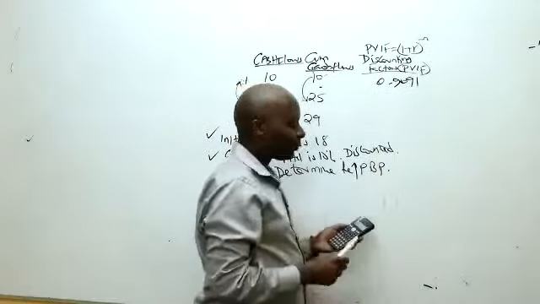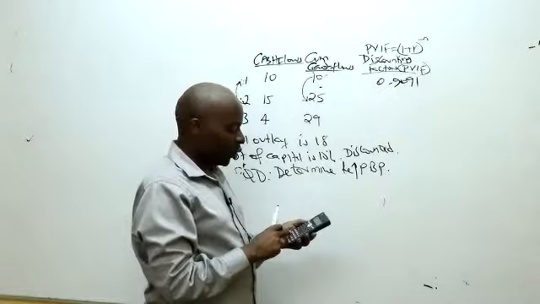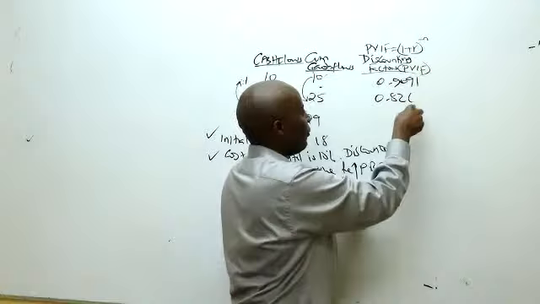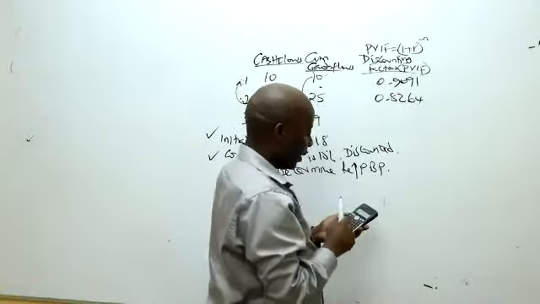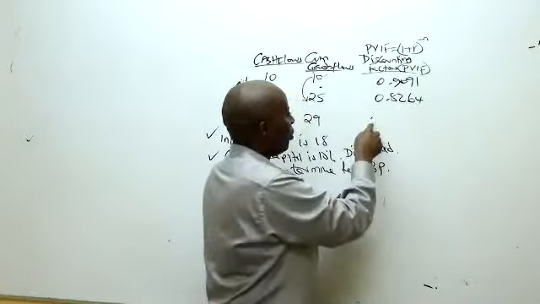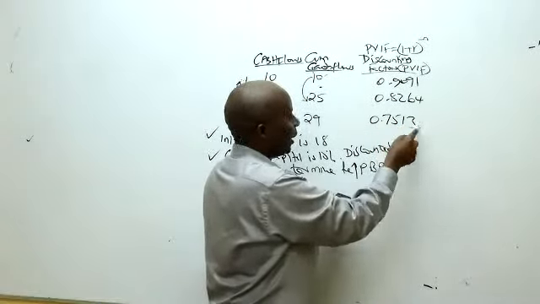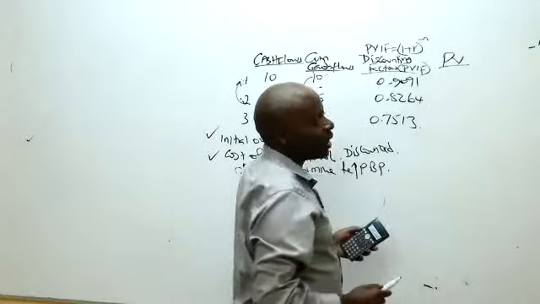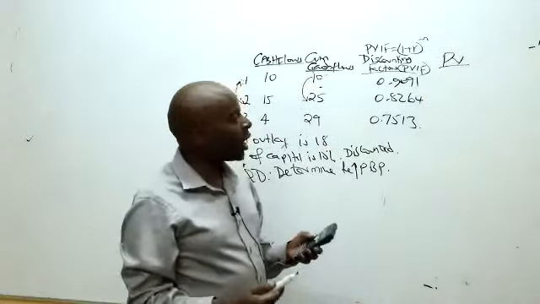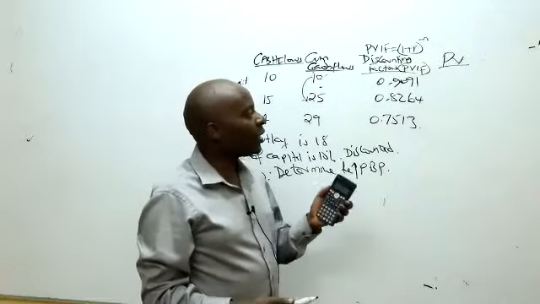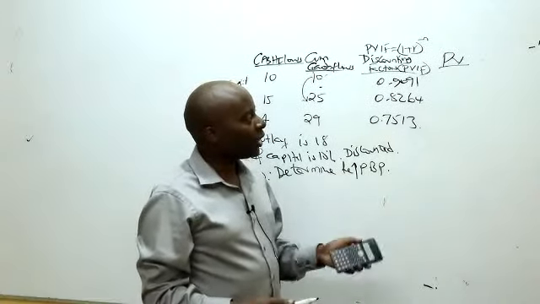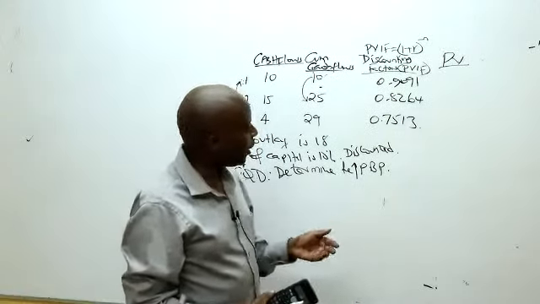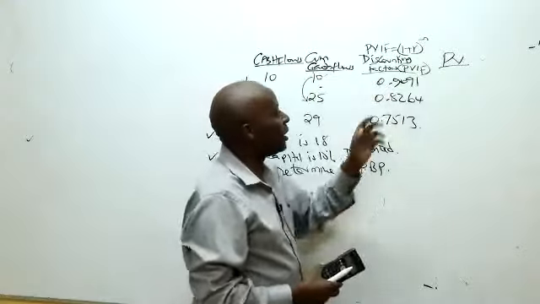0.9091. The same raised to -2 will give me 0.8264. Raised to power 3, which will give me 0.7513. And then you come and create a column of discounted cash flows, where you discount your cash flows. Discounted cash flows are also known as what here? Present values.